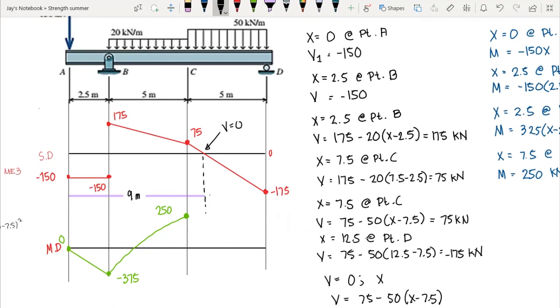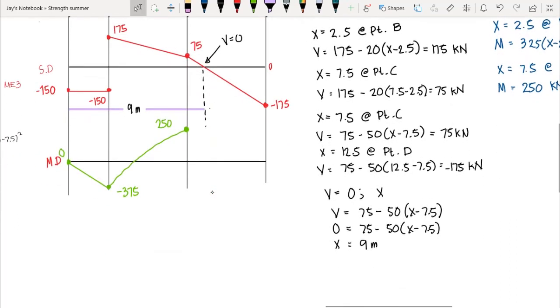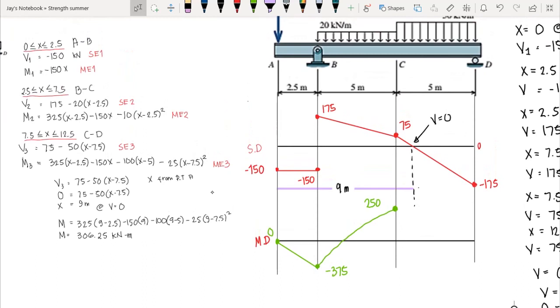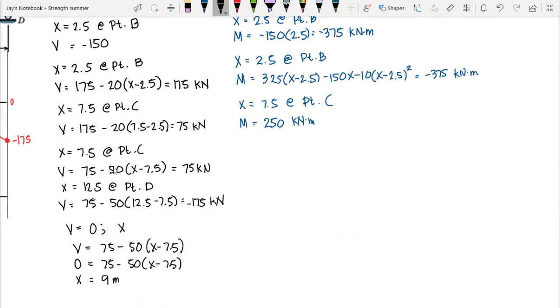Now, using the value of x here, that is 9 meters, we can now compute the moment at this point. So we need to use the moment equation, okay? And the moment equation that we will be using is the moment equation of section 3. This one, this longer equation here. But let's compute first the moment at point C by using this equation. So we have x is equal to 7.5, that is at point C.